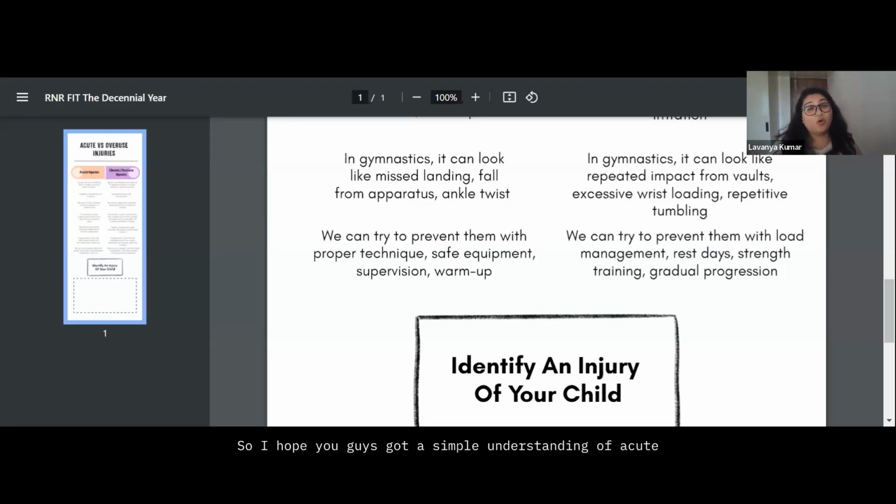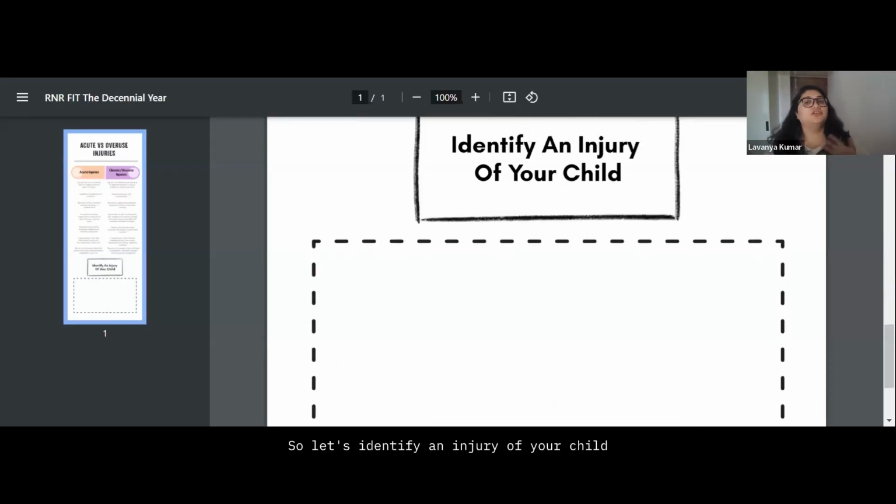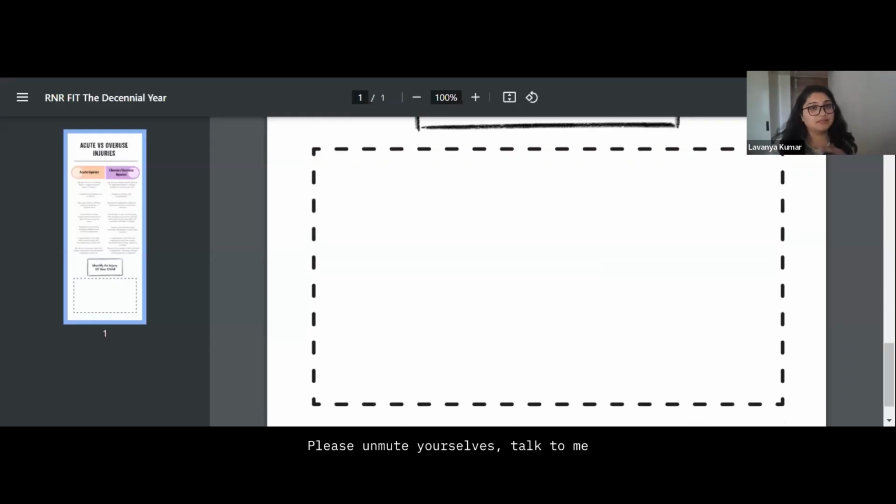Okay, so I hope you guys got a simple understanding of acute and chronic pain. I want to do a small activity, let's interact a little. Let's identify an injury of your child. I'm going to give you all 5 minutes. Please unmute yourselves and talk to me. Whatever you want to say, there are no right or wrong answers. We can work with it. Please unmute yourselves and tell me what injury your child is facing right now, and whether it is an acute injury or a chronic injury.